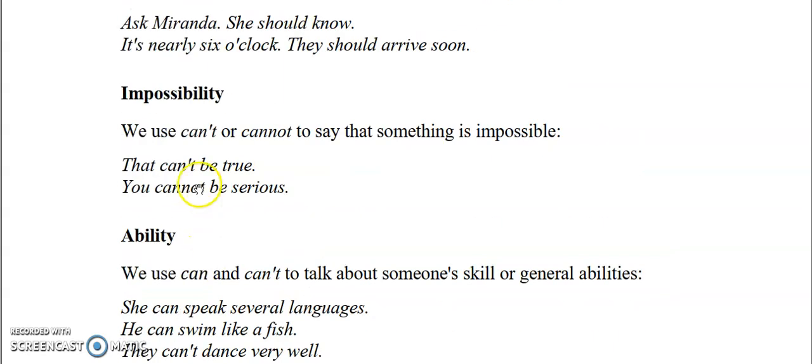Now, mind you, please, that the opposite of impossibility is certainty. So the opposite of can't is actually must. For instance, you must be from Townnet. I am sure you are from Townnet. If I am sure you are not, I would say you can't be from Townnet. I cannot say you mustn't be from Townnet. I think it is clear.